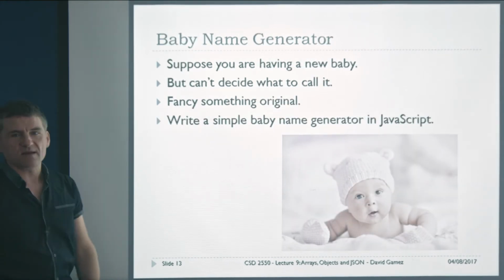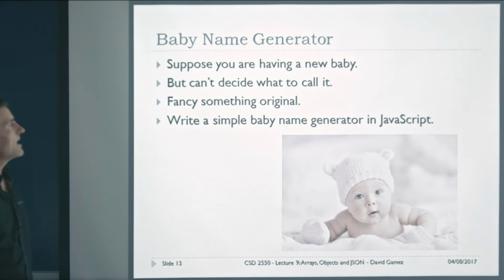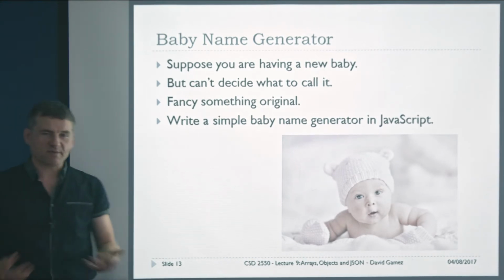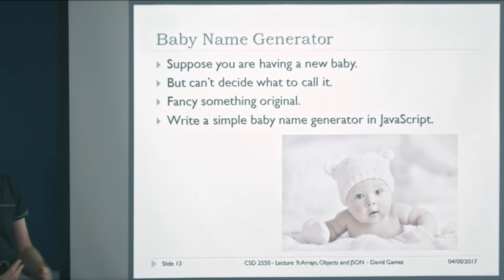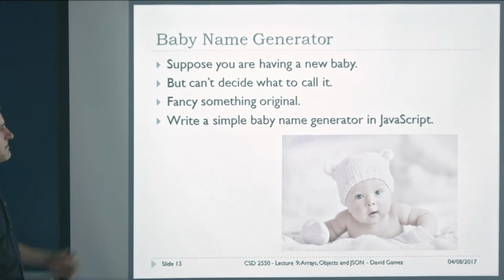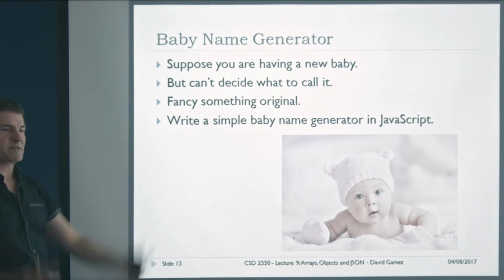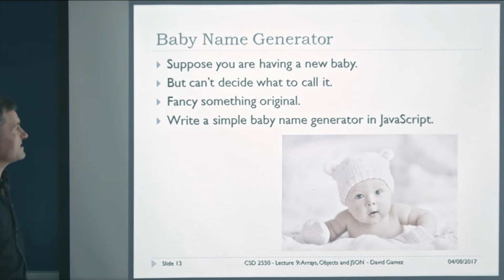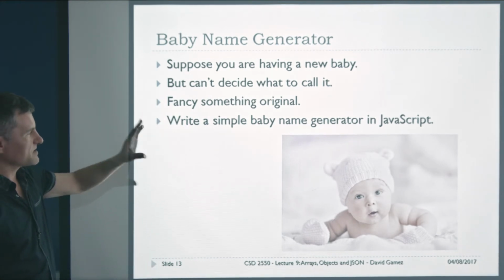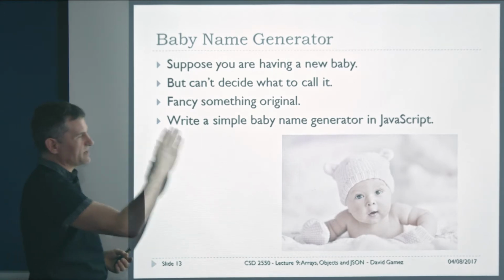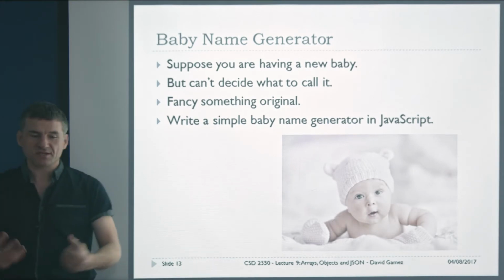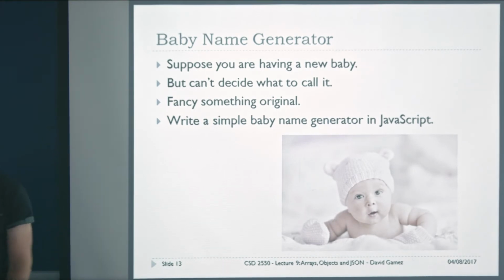So I thought I'd give you a little example of arrays in practice. Suppose you're having a new baby, maybe having quintuplets or something. You've got a bunch of kids coming along and you've got to figure out some names for them. You can't decide what to call them, you're having arguments with your partner, but you like something original. You don't want a name that's been used, like John or David, some kind of lousy name like that. You want something that's a bit special. So maybe what you decide to do is write a simple baby name generator in JavaScript. That's how you might address the problem of naming these quintuplets who are going to be with you anytime soon.